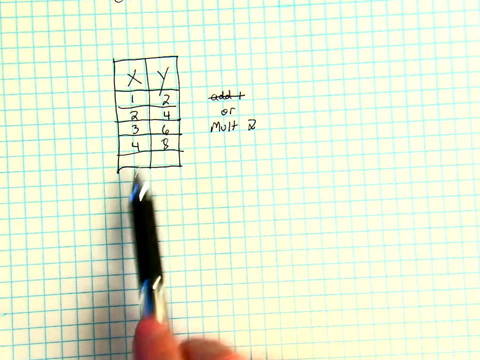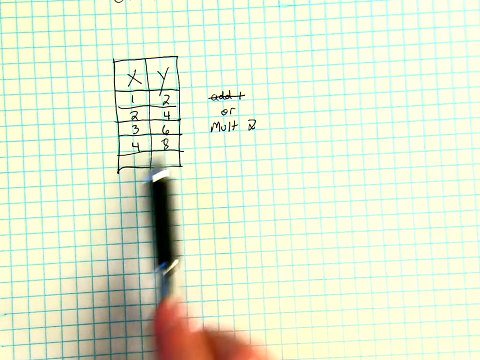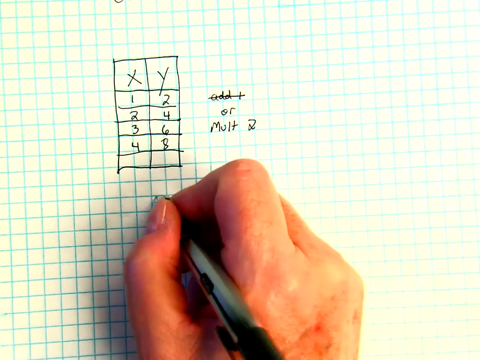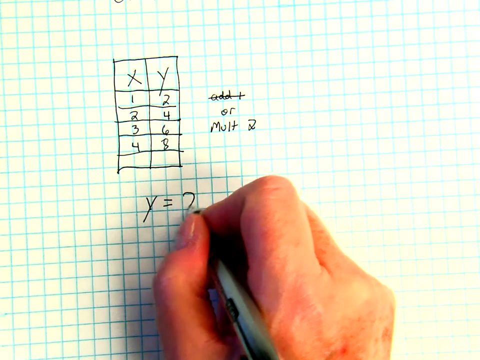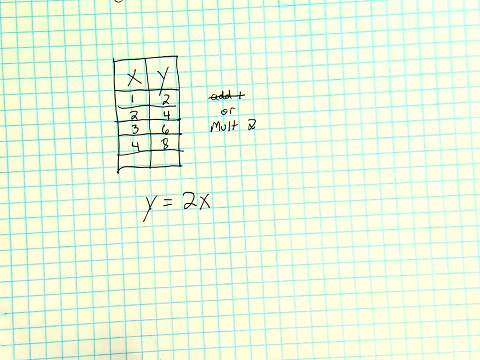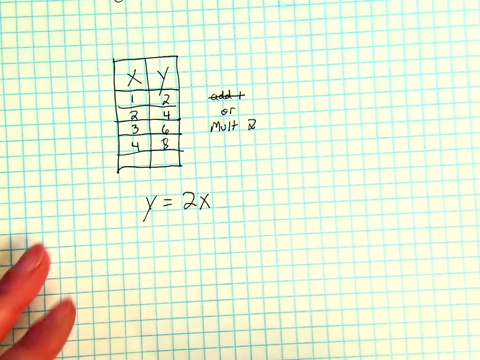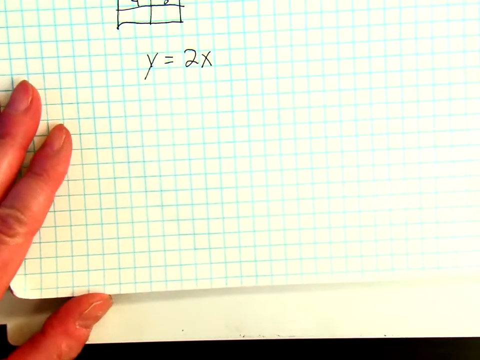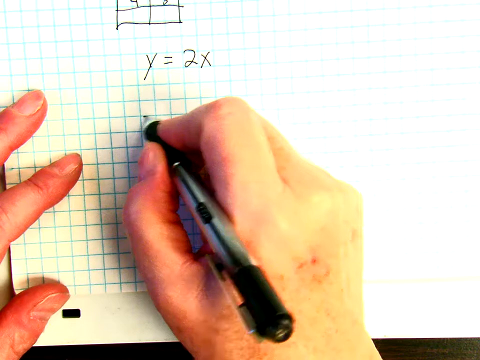2 times 3 is 6. 2 times 4 is 8. So my y here is equal to 2 times my x. Okay, hopefully this is all making sense. We'll do one more problem down here.